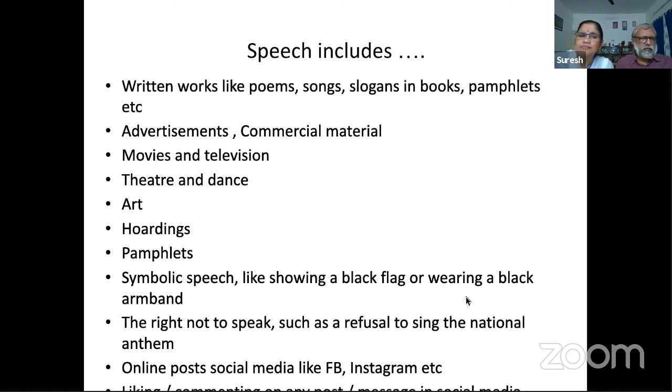And it also deals with advertisements, commercial material. All this is a component of free speech. Movies, television, theater, dance, art, hoardings, pamphlets, symbolic speech like showing a black flag or wearing a black armband, the right not to speak. So speech also includes the negative, which is the right not to speak, such as refusal to sing the national anthem. I think this is something which all of us can identify with.